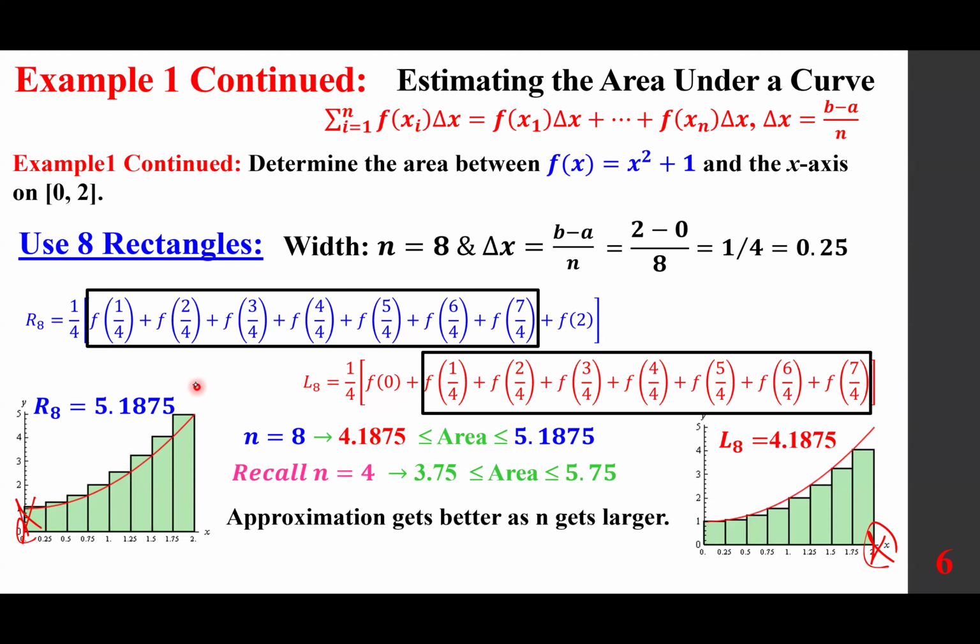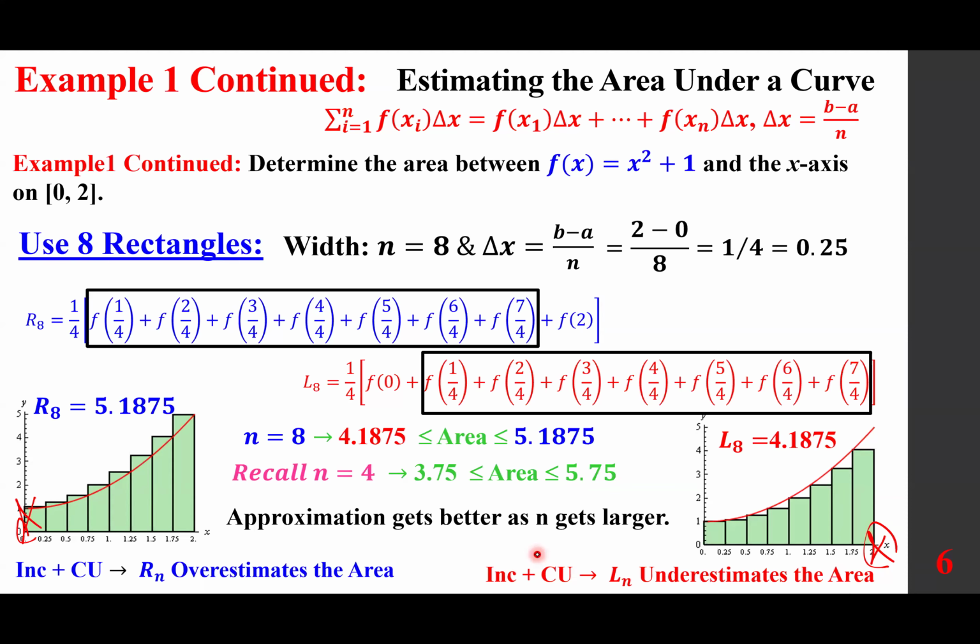Now, what type of function is this? This is an increasing function and it's CU, concave up. Generally speaking, if the function is increasing and concave up, right endpoints will overestimate the area, left endpoints will underestimate the area. So increasing and concave up will do that.